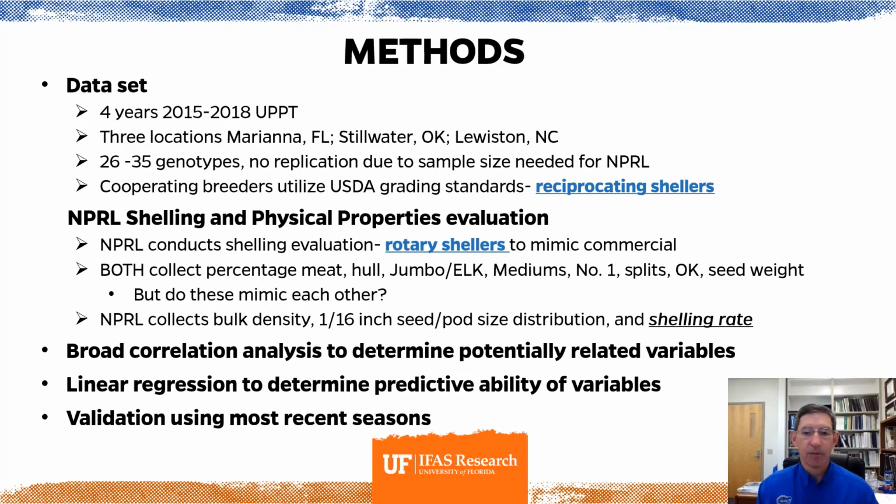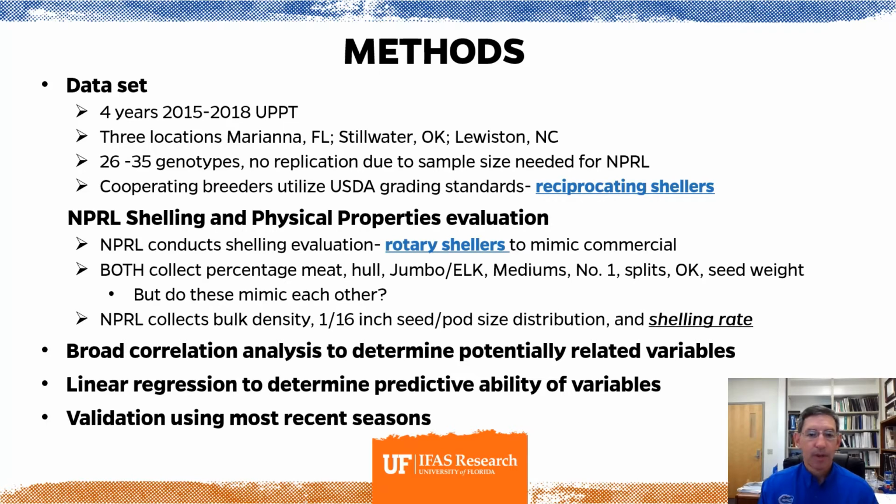But the question we have is, do these mimic each other? In other words, do those outturns from the grading process, the shelling process, from the rotary sheller and the reciprocating sheller mimic each other enough that we could use one to predict the other? They also collect other things such as the 16th inch seed pod size distribution and, of course, shelling rate.